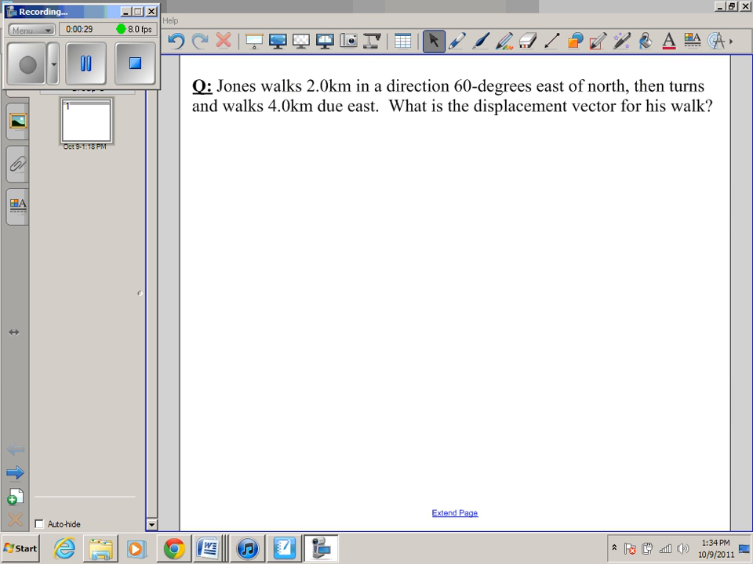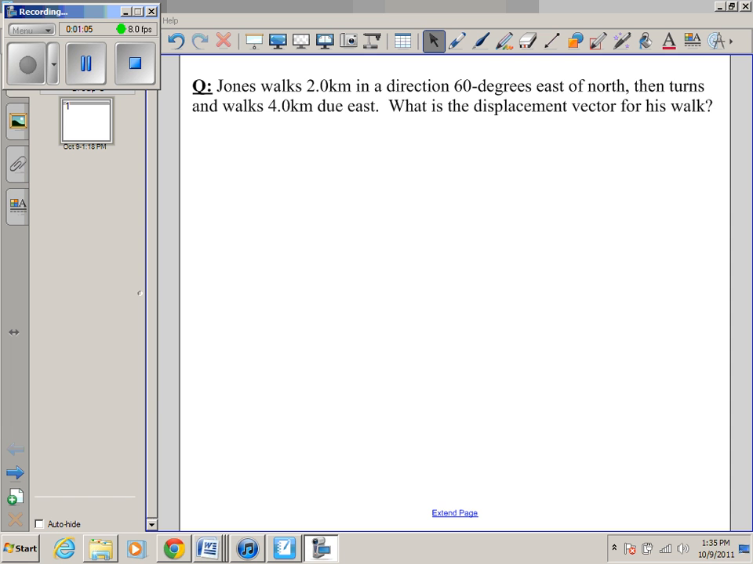So I want to start with this problem here. We've got Jones, and it says that he walks 2 kilometers in a direction 60 degrees east of north, then turns and walks 4 kilometers due east. And what we're asked to find is the displacement vector for his walk. Now, we can set this up, we'll draw it up, and hopefully nobody will have any difficulty at this point finding the magnitude of the displacement vector. We talked about that. This is going to turn out to be a law of cosines problem. That hopefully everybody has a handle on that.